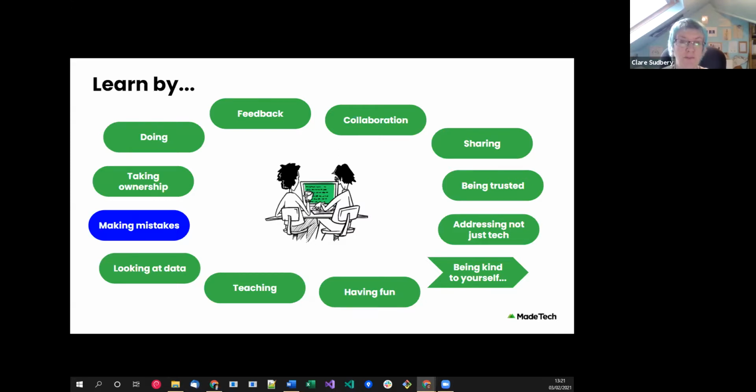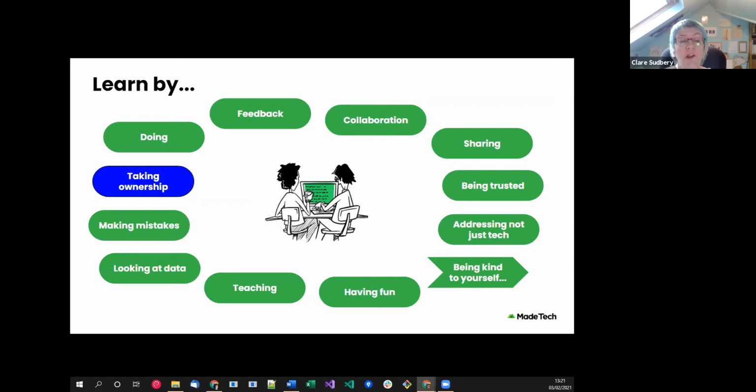We learn when we make mistakes and we have to rectify those mistakes. So if you give people opportunities to explore and play with different technologies, then they will make mistakes. Things will go wrong. And the lessons that we learn from correcting those mistakes go so much deeper than if somebody just tells us what to do.